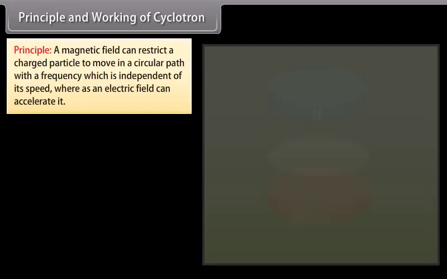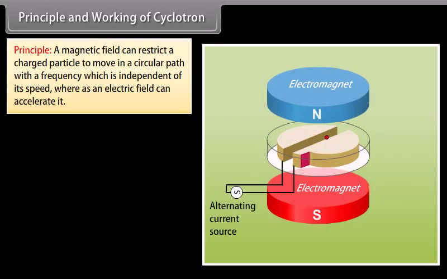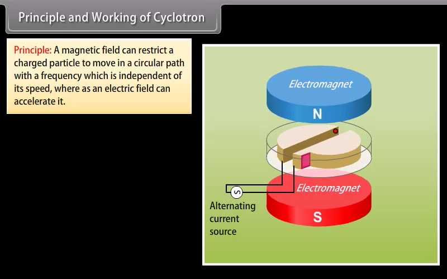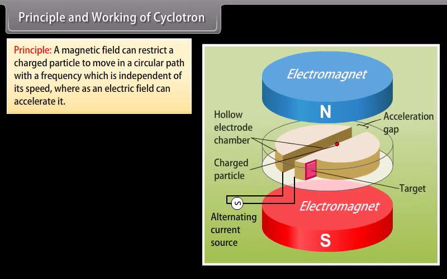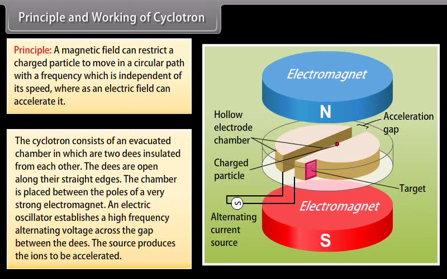Principle and working of cyclotron. Cyclotron works on the principle that a magnetic field can restrict a charged particle to move in a circular path with a frequency which is independent of its speed, whereas an electric field can accelerate it. The cyclotron consists of an evacuated chamber in which there are two Ds insulated from each other. The Ds are open along their straight edges. The chamber is placed between the poles of a very strong electromagnet.